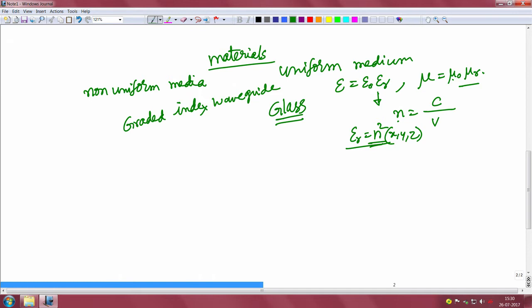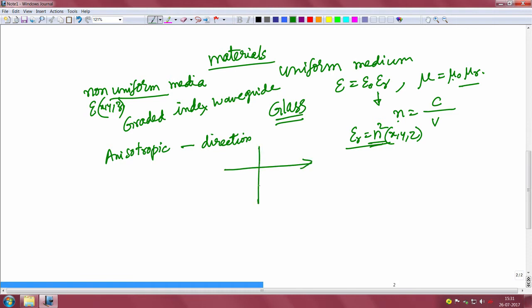So, let us distinguish media which is non-uniform. Non-uniform media has epsilon varying with x, y, z; the refractive index or the dielectric constant varies with x, y, z. Also, we have media which are called anisotropic, which means the properties of the medium depend on the direction in the crystal. So, in one particular direction you have one refractive index, and in the other direction you have another refractive index. Typically in the bulk crystals you call them the ordinary refractive index and the extraordinary refractive index.